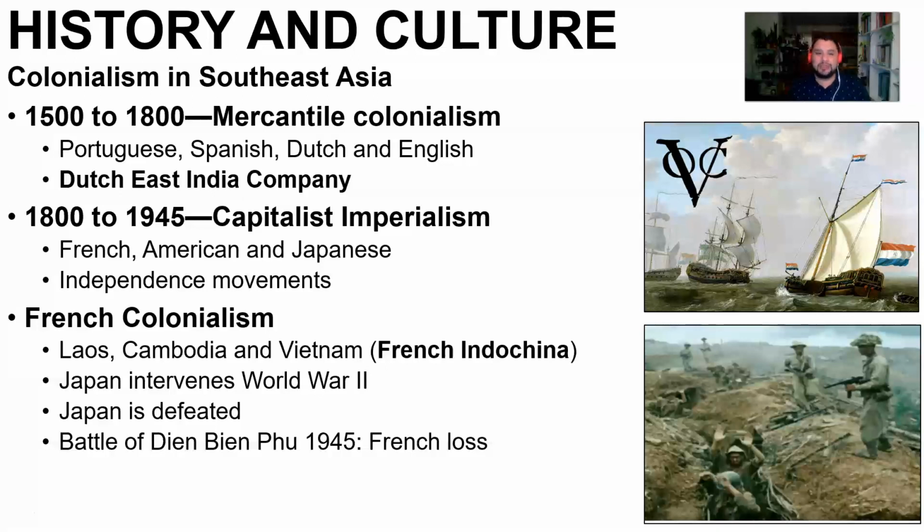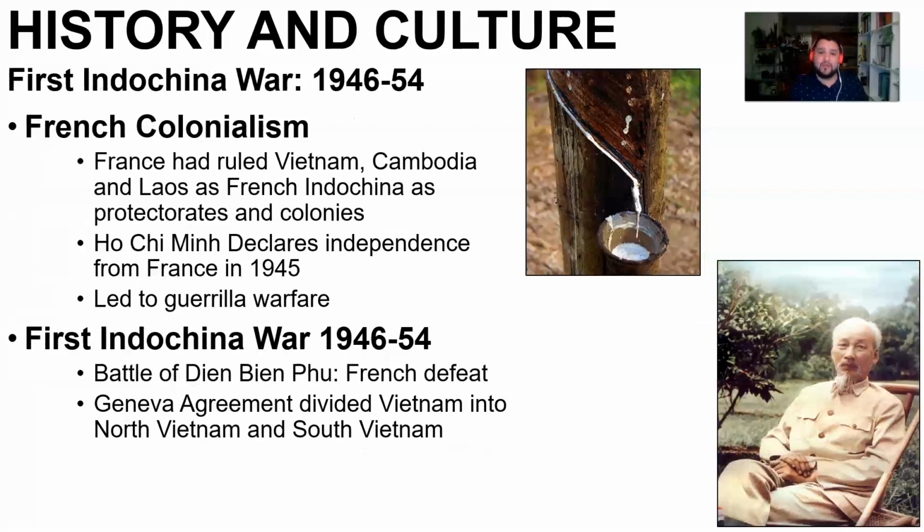French colonialism remains here for quite a long time, especially in Laos and Vietnam. The French did not want to let go of their colonies. They did not want to grant independence. And part of Japan's intervention, they kick out the French, and then later the Vietnamese, of course, kick out the Japanese, and then the French lose in 1945 at the Battle of Dien Bien Phu. And this is when the French finally pull out, but they invite the Americans to move in. We'll talk about that in a minute.